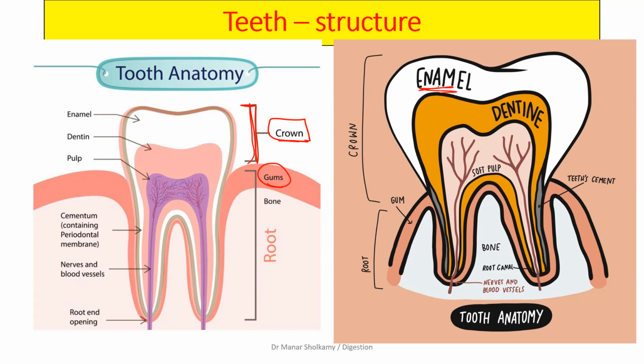Enamel is the strongest tissue in the body, in case you did not know. And this enamel is made up of 99% calcium and phosphate salts. Enamel is very, very strong. Below the enamel, what do I have? Who knows? We took it last year.